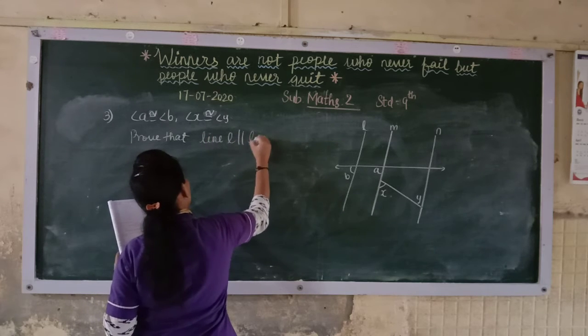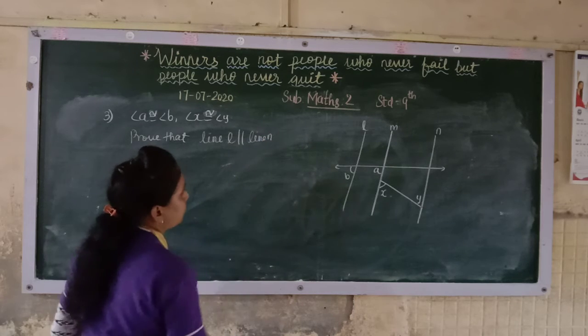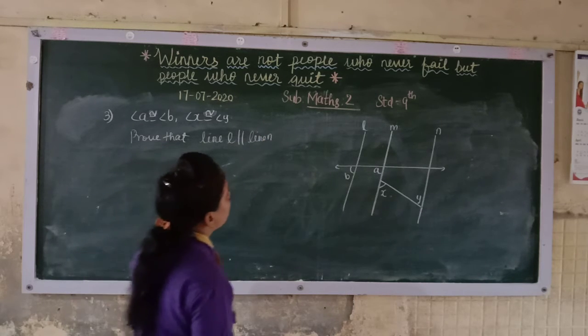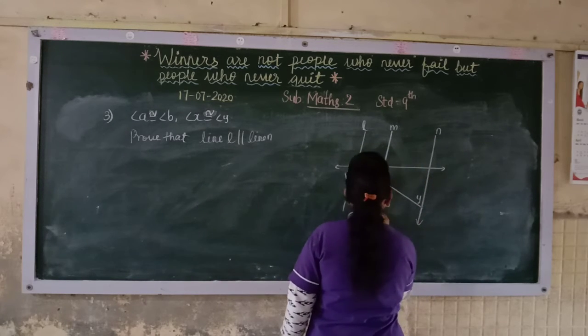line L is parallel to line N. We have to show that line L is parallel to line N.